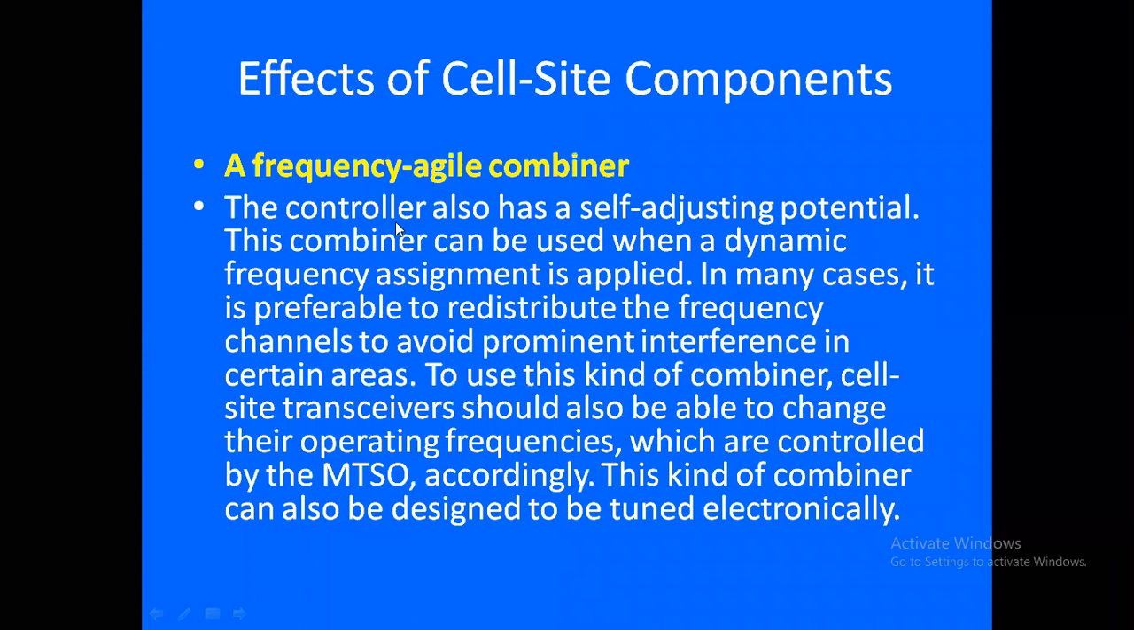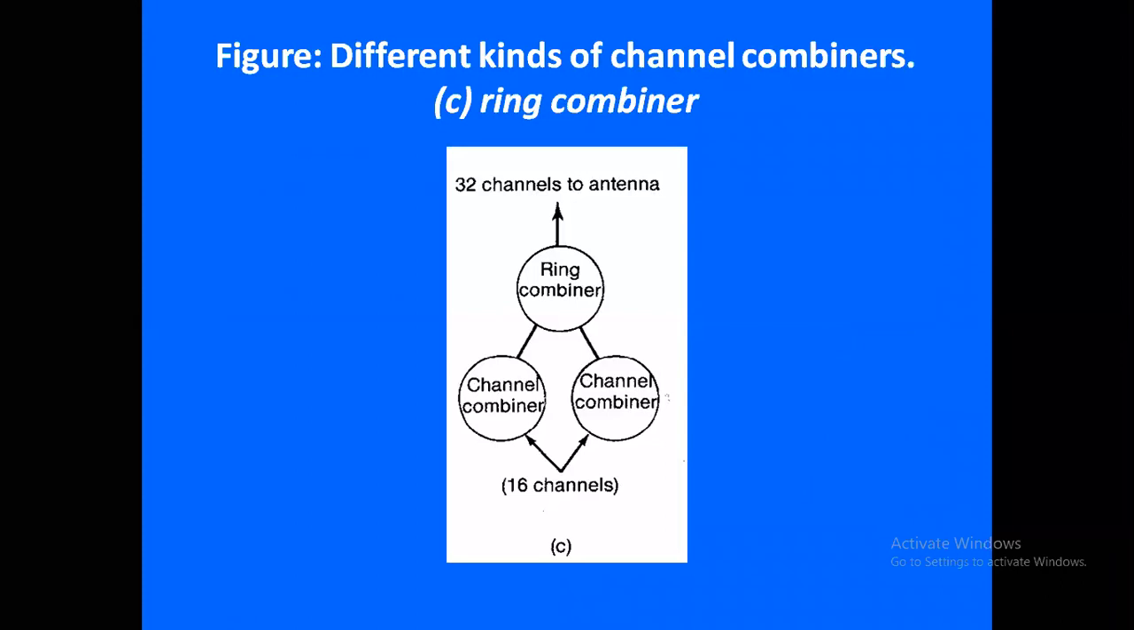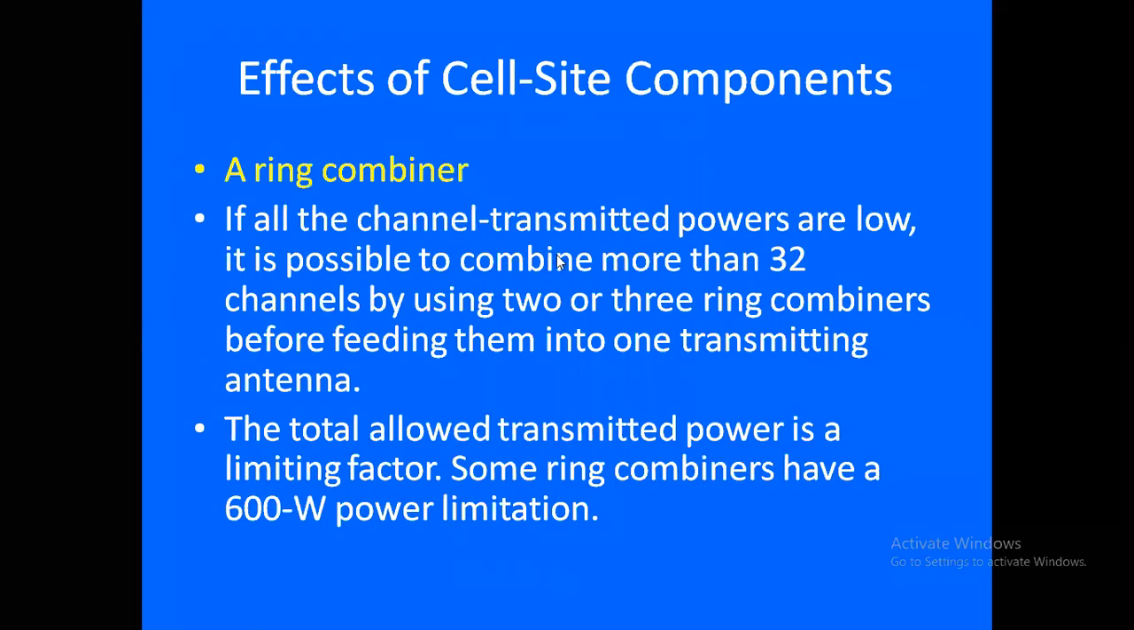Now we have a ring combiner. A ring combiner is used to combine two groups of channels into a single output. So we have two groups of channels: 16 channels here and 16 channels here. Both these groups of 16 channels are combined to form 32 channels.